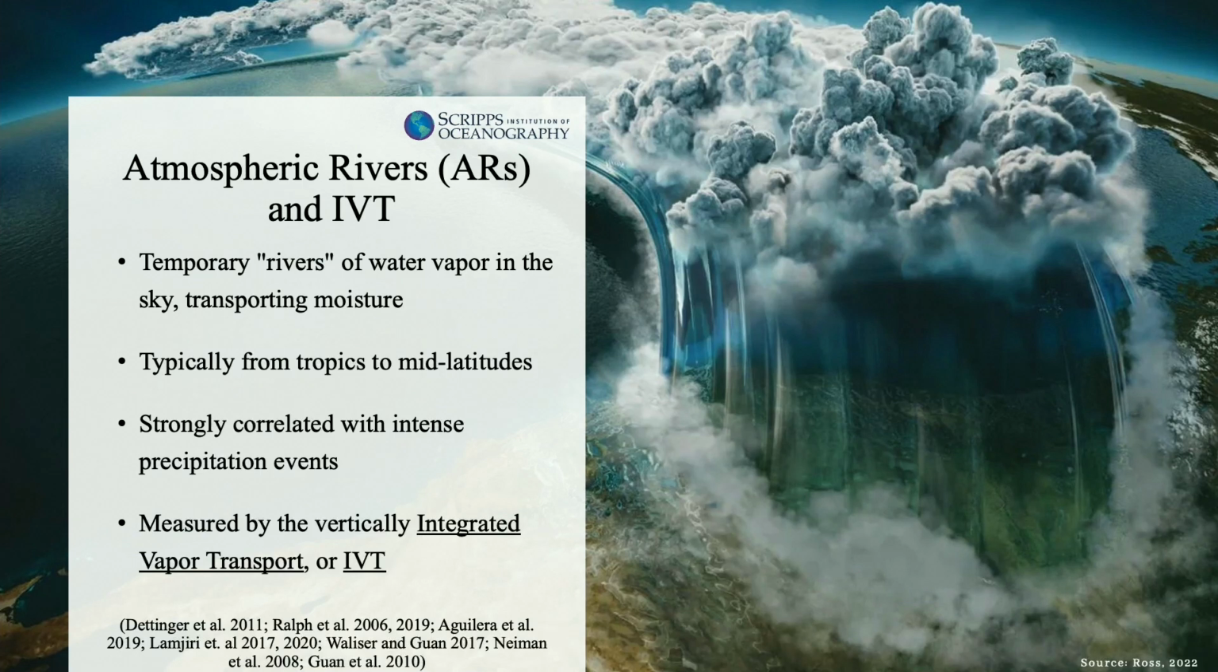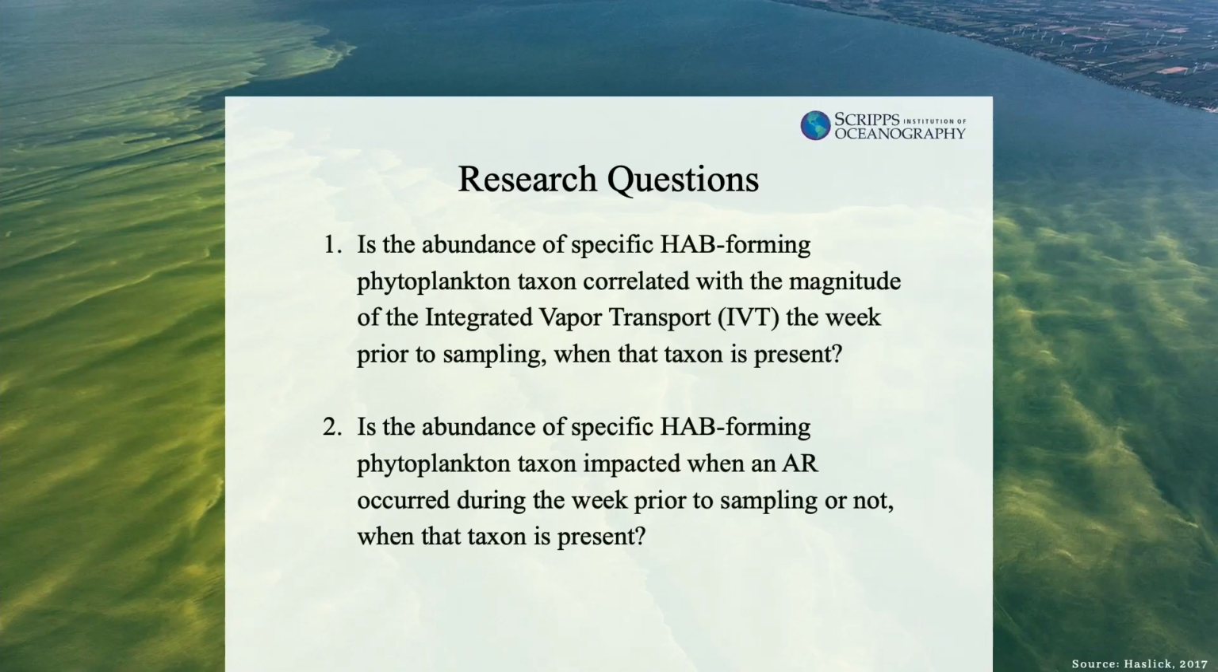And then one variable that is going to be super important for you all to remember throughout this presentation is the vertically integrated vapor transport, or IVT. And this is essentially a measure of how much water is being transported through the atmospheric column, and I am going to be using this variable in a lot of my analyses. And this is also how we determine both the occurrence as well as the magnitude of an atmospheric river through the IVT.